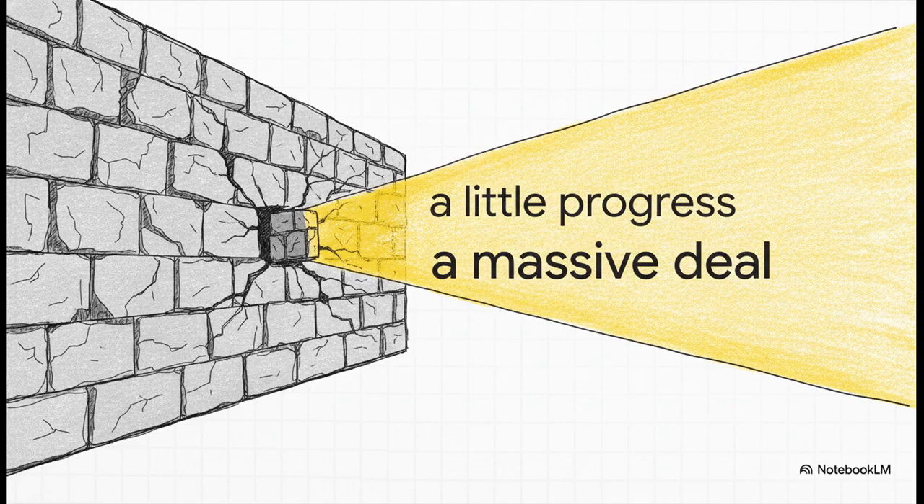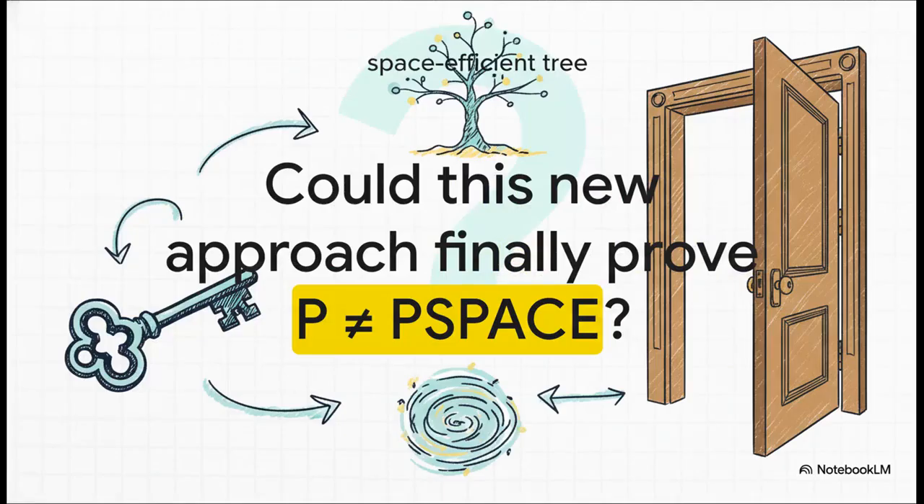Now, let's be really clear. This doesn't solve the entire P versus PSPACE problem. The author himself calls it a little progress. But in a field that's been stuck on this for half a century, a little progress is a massive deal. It's the first real, provable step forward in decades. This new way of thinking, transforming a line of time into a space-efficient tree, is a radical shift. It leaves us with a tantalizing question. Could this new approach, this key that just unlocked a 50-year-old door, be the one that finally solves one of computer science's greatest and most profound mysteries?